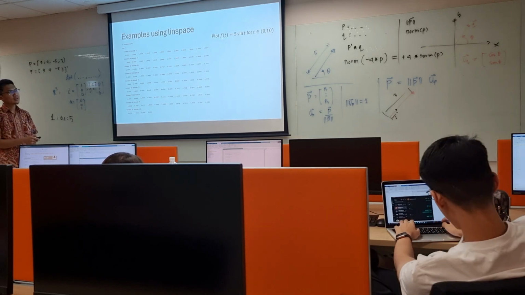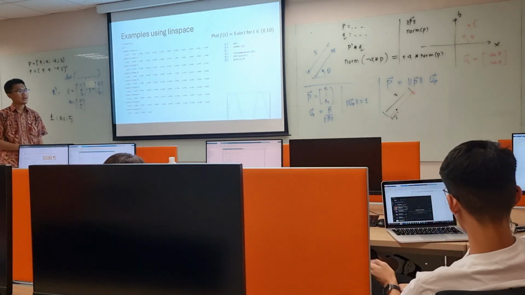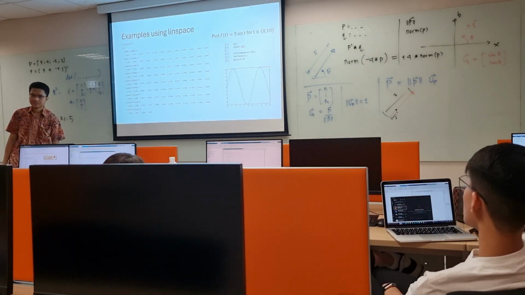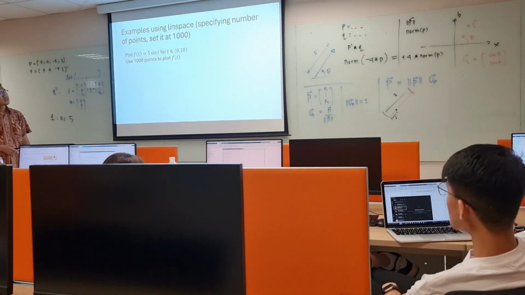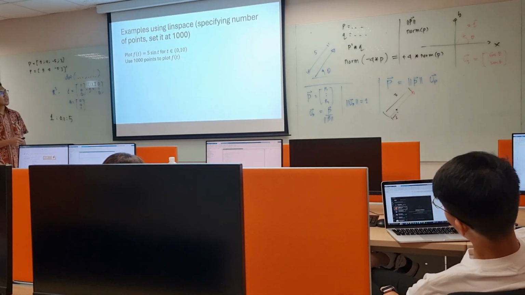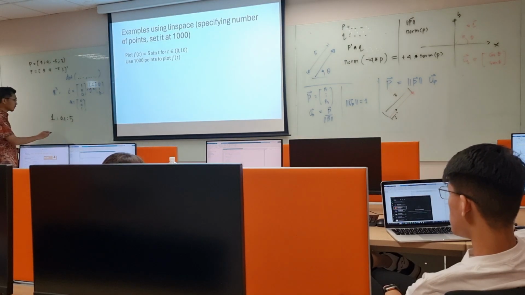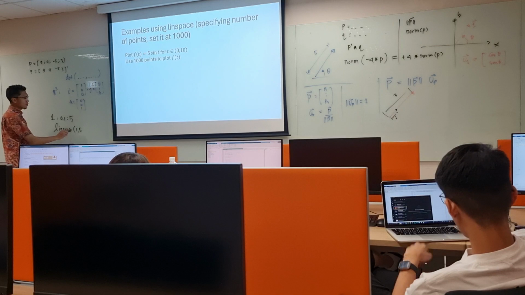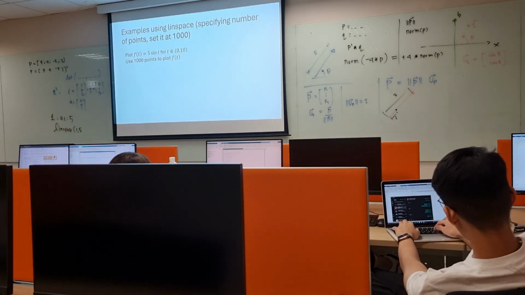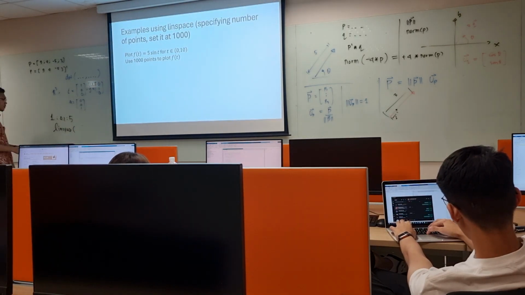Let's say you want to plot for this. Very simple, this is what you write. Okay? Very simple. Specifying number of points, if you want to set at 1000, what to do? You just use what? linspace 0, 10. Then linspace 0, 10, 1000.